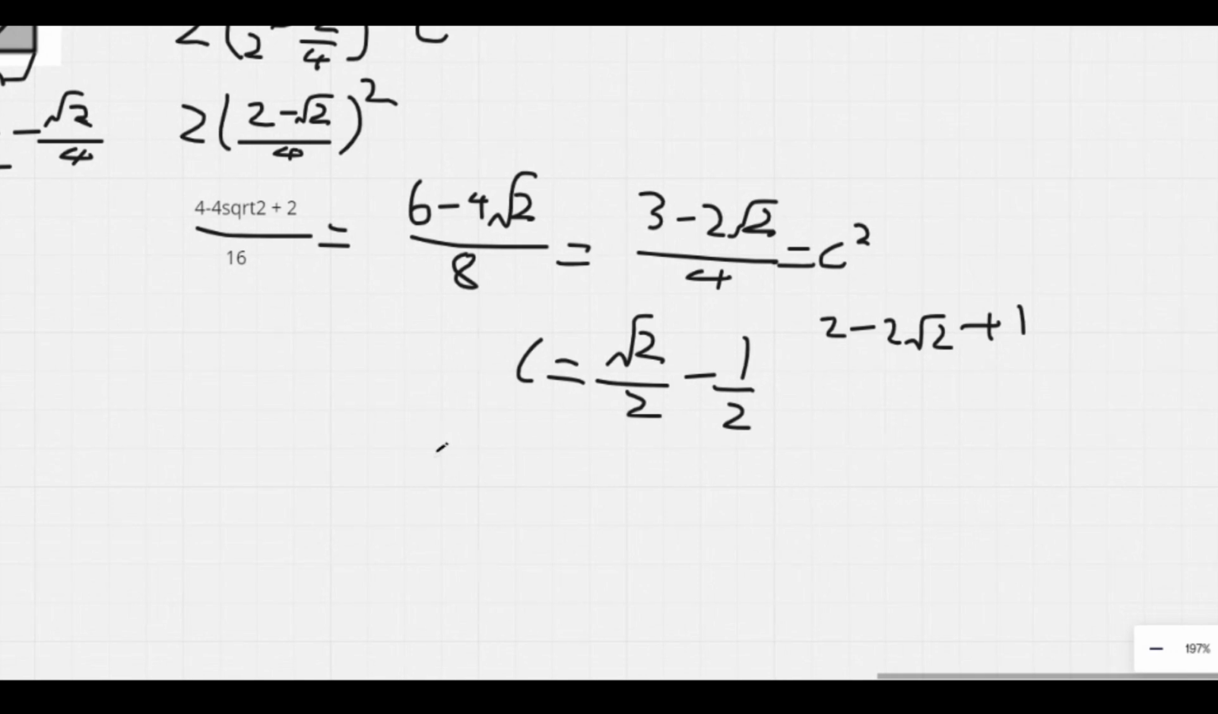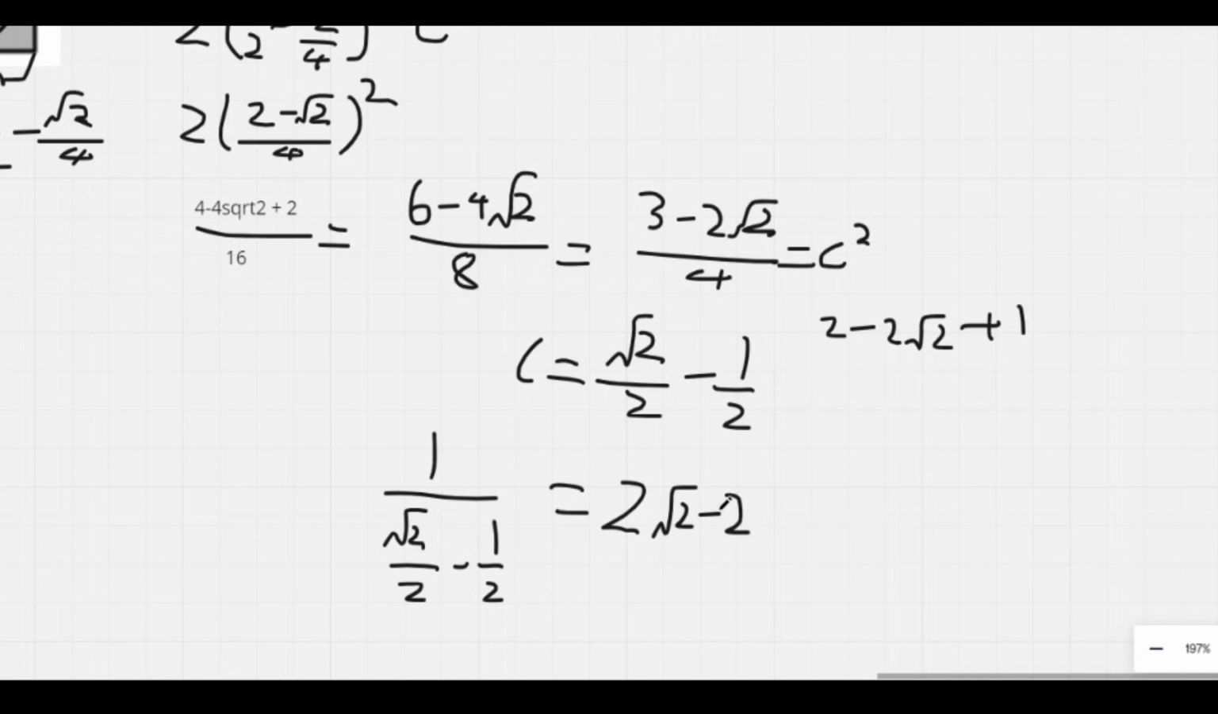So now let's take the side length of the square, which is 1, over c, which is the width of the brush. And you'll get that, just flip it around, is 2 square root 2 plus 2.